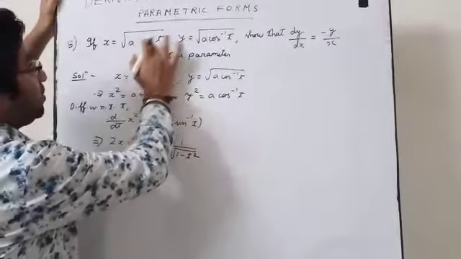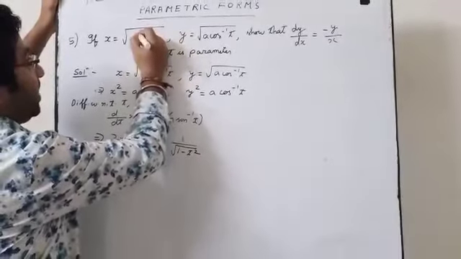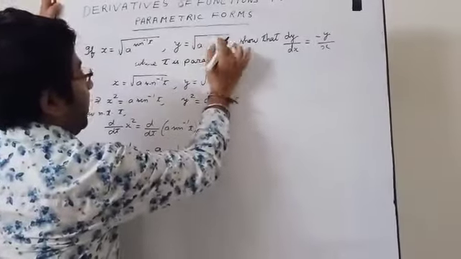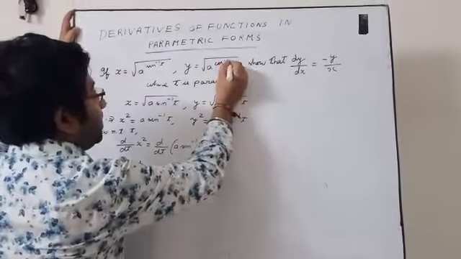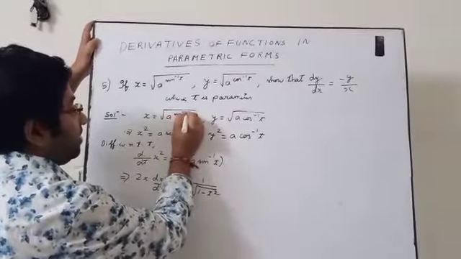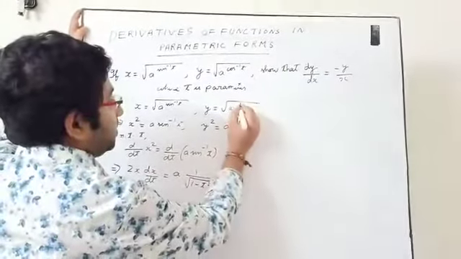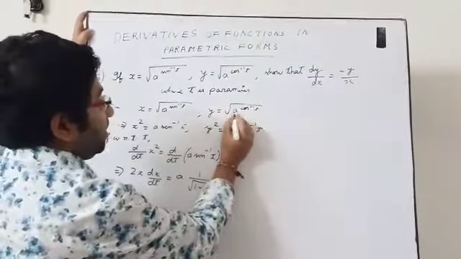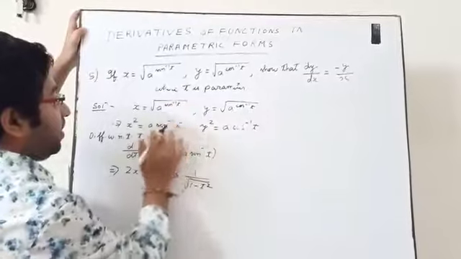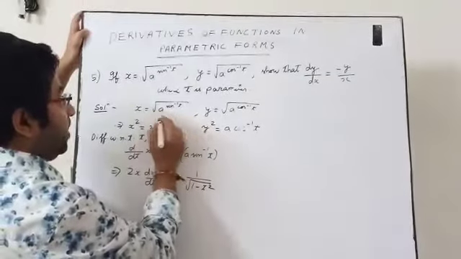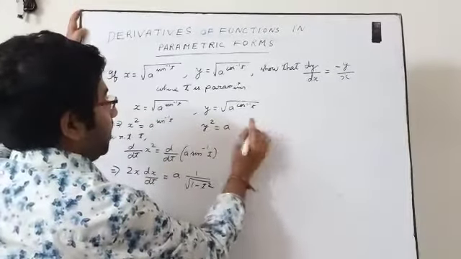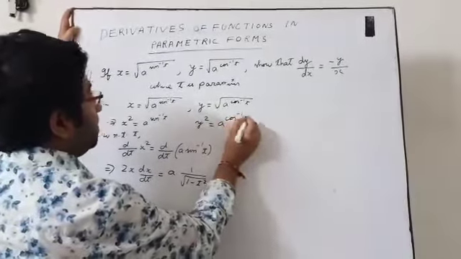Oh, wait a minute. In the question it was not like this. Sorry, please do the correction. It was above: a to the power sin inverse t, and this is a to the power cos inverse t. Sin inverse t is in the power of a. So x square is a to the power sin inverse t, and y square is a to the power cos inverse t. It is in the power.